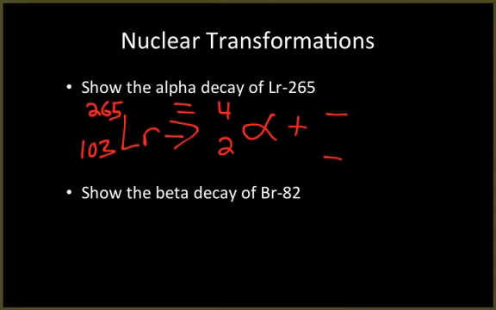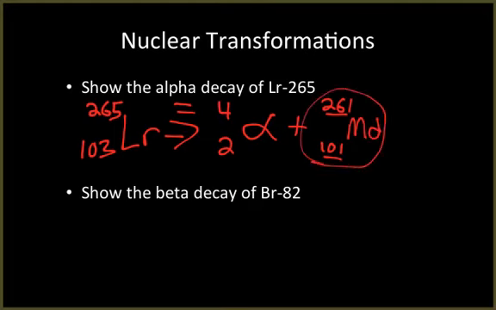So if you think about that, 265 equals 4 plus x. X is going to be 261. All right? And then if you look at the bottom one, 103 is equal to 2 plus 101. And if we look at 101 on the periodic table, it's Mendelevium, and we would just write Md. And that's it. You're done. That is the answer to your problem there.